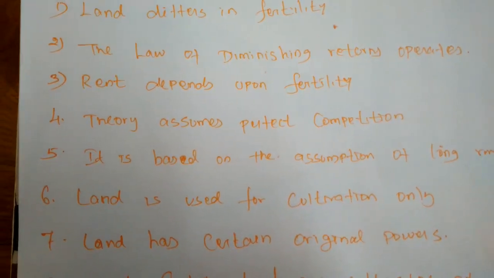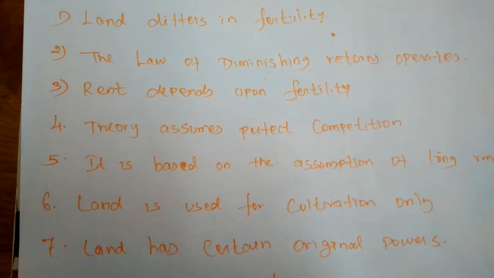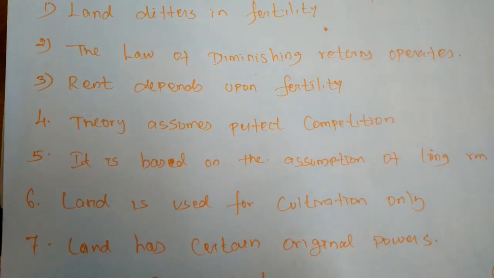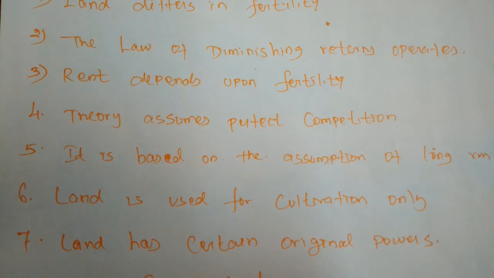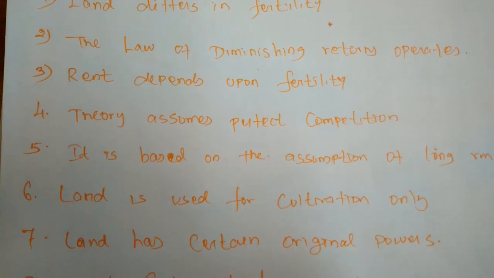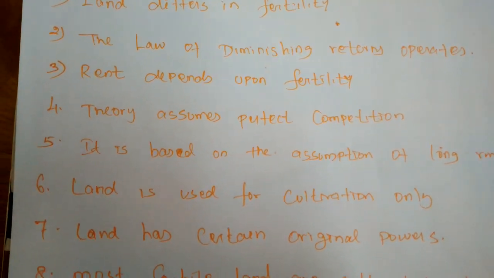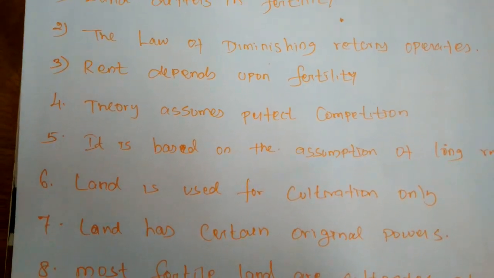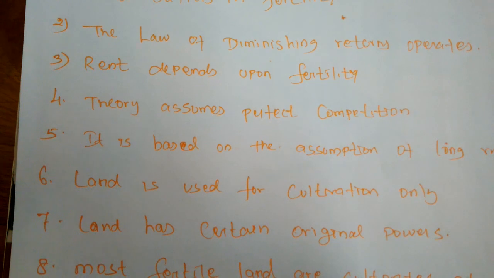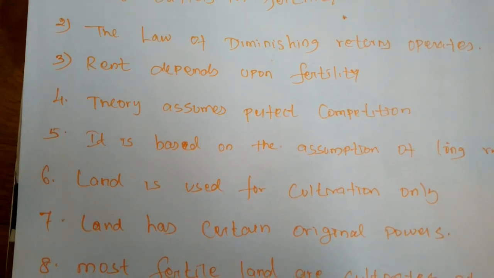Next, this theory assumes perfect competition. Perfect competition means those who want to come can come and live from agriculture. Next, it is based on the assumption of a long period, so we have to wait a long period to produce.